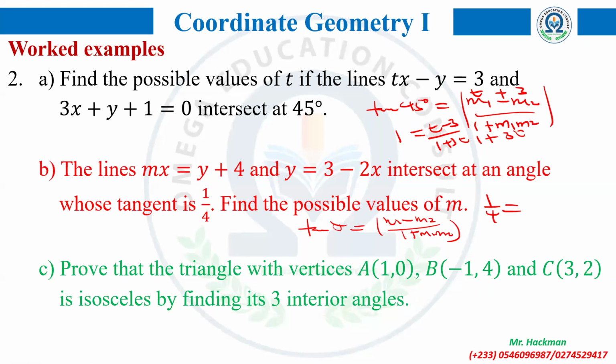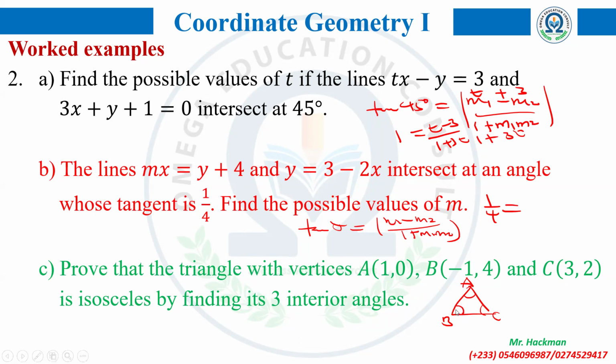Yes, please. Okay, now please listen. Part C: prove that the triangle with these vertices is isosceles by finding its 3 interior angles. So this is the picture, A, B, C. You need to find the interior angles here, and you are supposed to use them. Remember, if 2 of the angles are the same, then you are dealing with an isosceles triangle. If 3 of the angles are the same, it's equilateral, that's equiangular. If none of the angles are the same, then it becomes scalene.